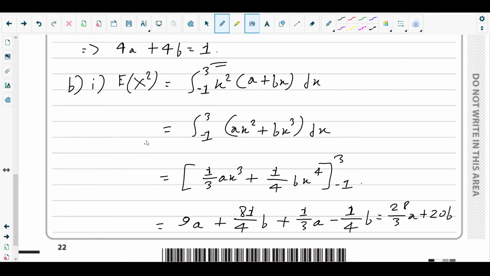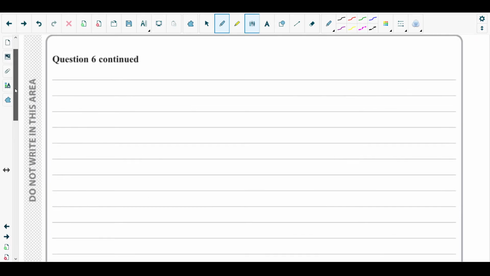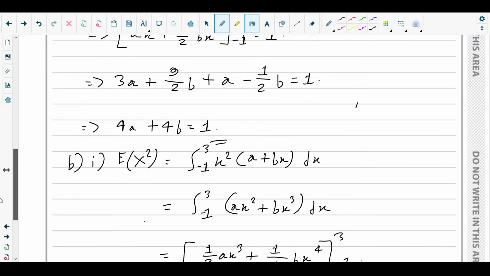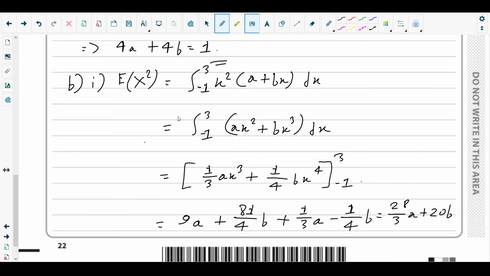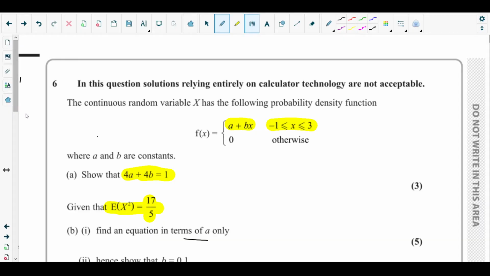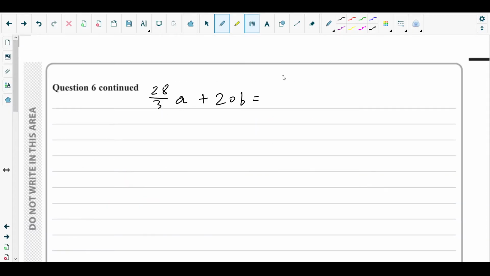Now what can we do? Now we can equate this one. What we got, the equation? The equation was 28 over 3a plus 20b. This is equal to what they said? It's equal to 17 over 5. Okay, now if you multiply both sides by 15, what you will get?